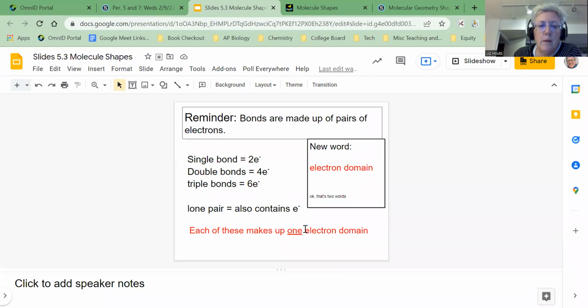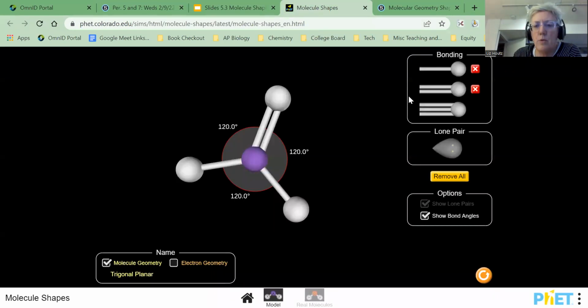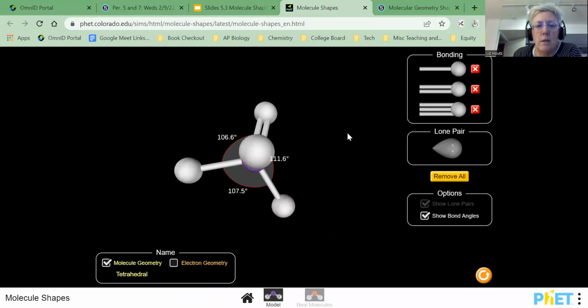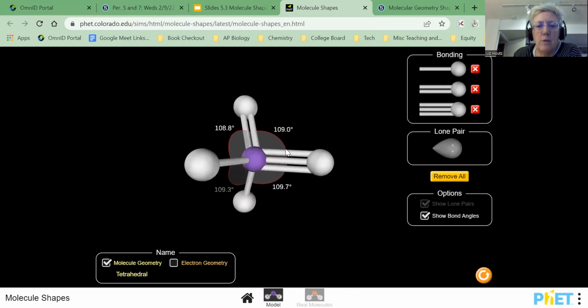A triple bond is 1 electron domain. Let's put a triple bond on here if I can. All right, so now that triple bond, all 6 electrons in that triple bond are in that one location, so they count as 1 electron domain. The double bond is 1 electron domain, and those single bonds are each 1 electron domain.